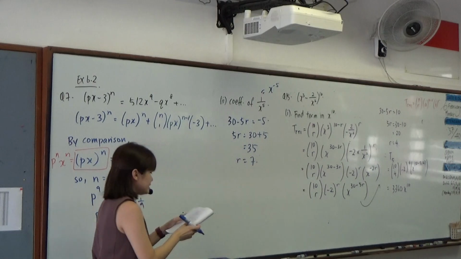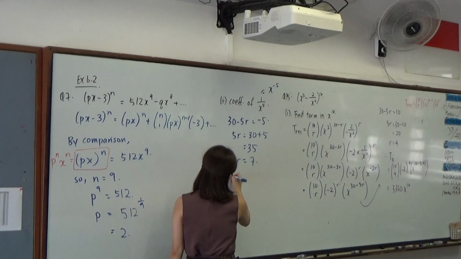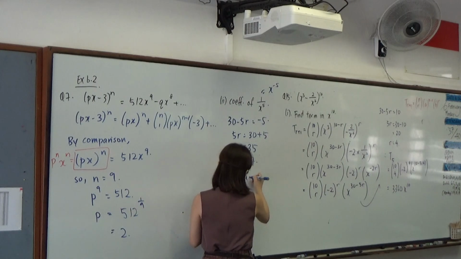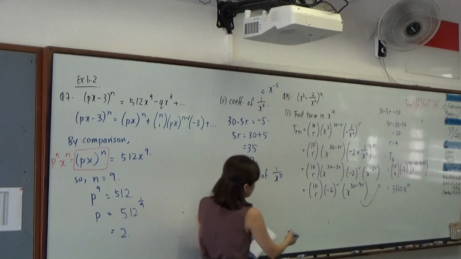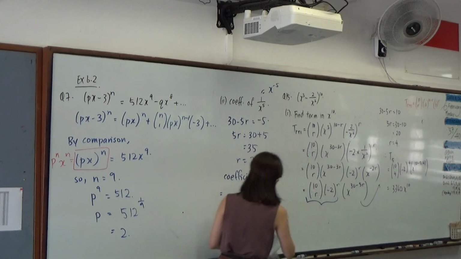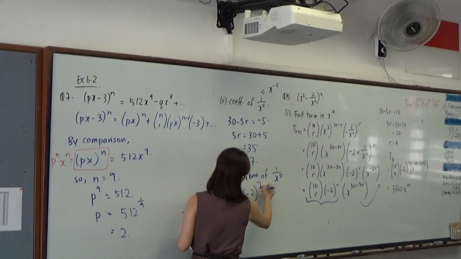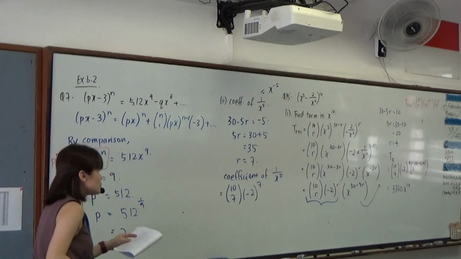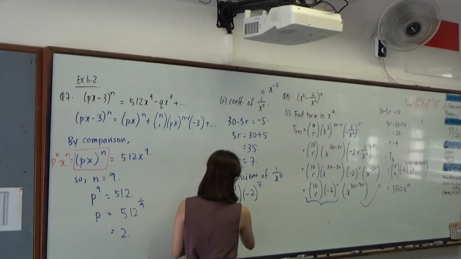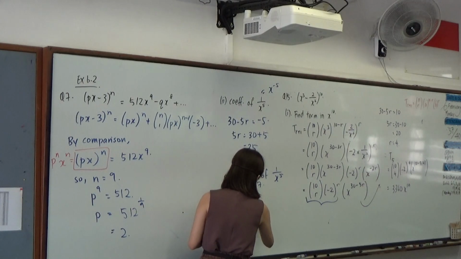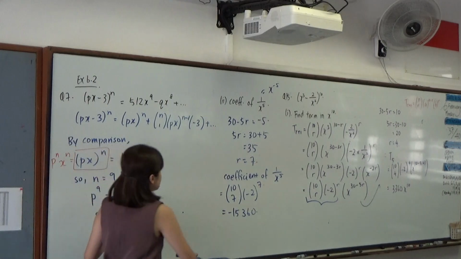So we find that r is equals to 7. Okay? I only want to find the coefficient. That will mean that I'm only looking for this part. So I only need to have 10 choose 7 times negative 2 to the power of 7. That will leave us with negative 15,360.